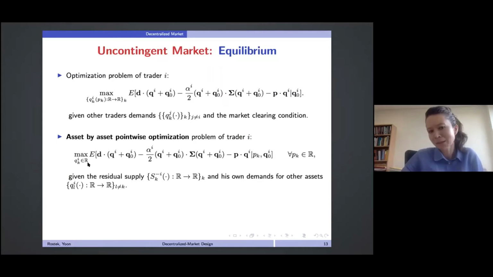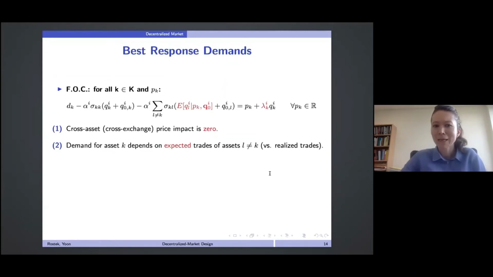Okay, so now there is an analogous point-wise version of the optimization problem, but now point-wise only with respect to price PK. Independent market clearing affects traders' first order conditions in two ways. First, now the cross-asset price impact becomes zero just by the definition of uncontingent schedules. Okay, so in contrast to the centralized market, where price impact of every trader is proportional to the fundamental covariance matrix, the price impacts of all traders are now diagonal.